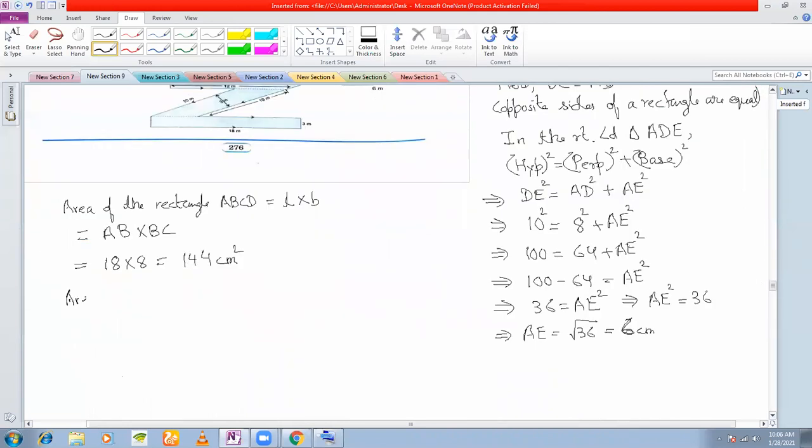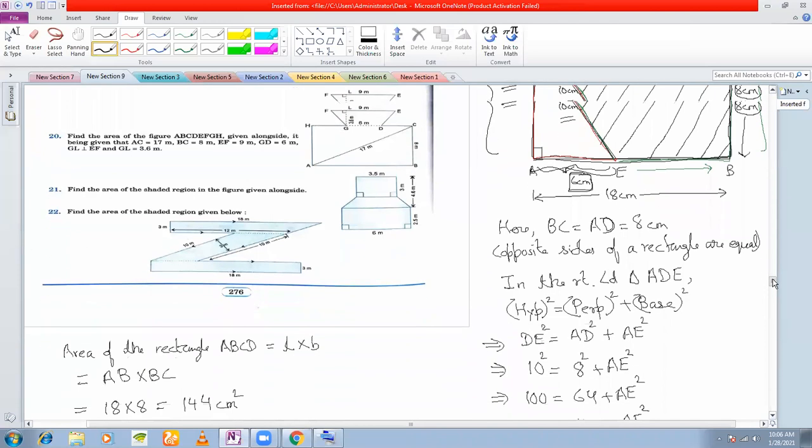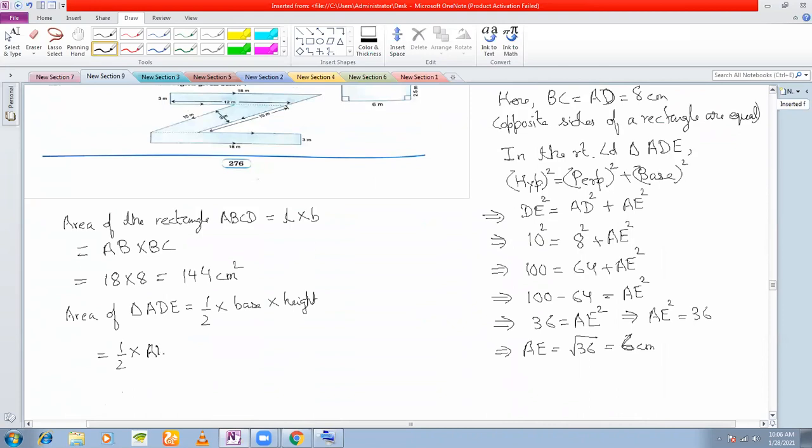Area of triangle ADE. Write the formula: half into base into height is equal to half into base, here this length AE, and height here is 8 centimeters. So AD is your height. So half into base, which is AE, and height is AD. So half into 6 centimeters, since we just found out AE to be 6 centimeters, and height is given to us as 8 centimeter.